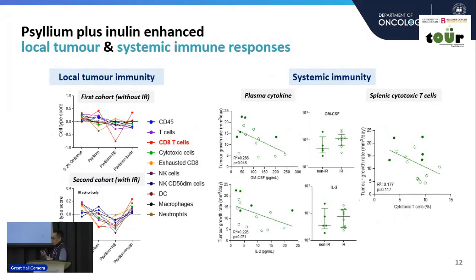Again, to look at the local tumor immune response, this is the immune response for the second cohort. We still can see cytotoxic T cells are enhanced in psyllium plus inulin, but decreased in psyllium plus resistant starch, which is consistent with the first cohort without IR. I also did some plasma cytokine assays and FACS analysis of the spleen. I can see both of these cytokines and cytotoxic T cells were negatively correlated with the tumor growth, which means the more of these cytokines or immune cells, the slower the tumor growth.